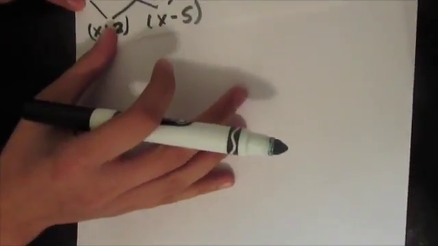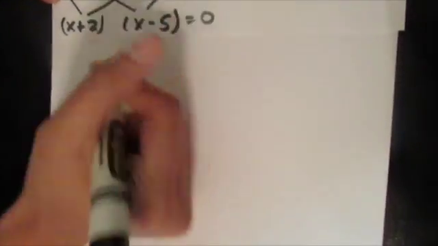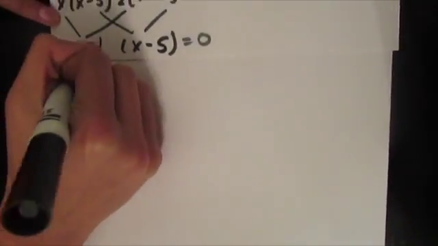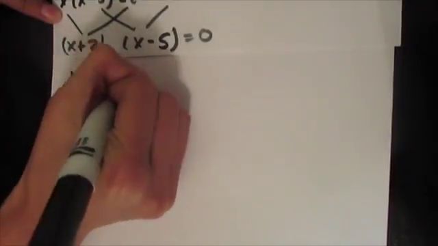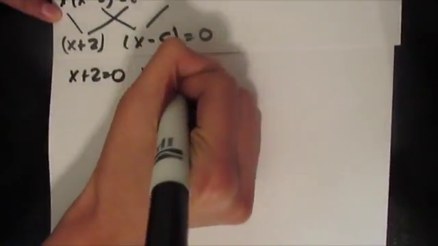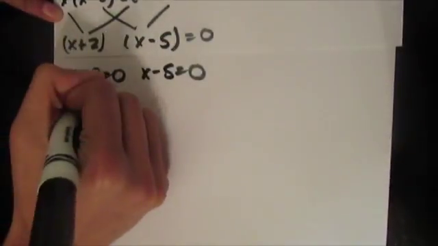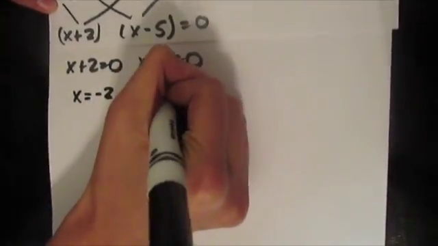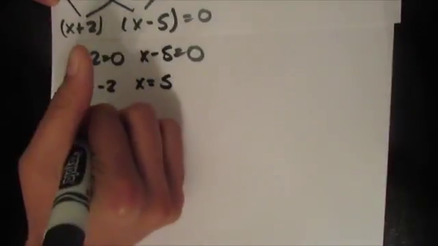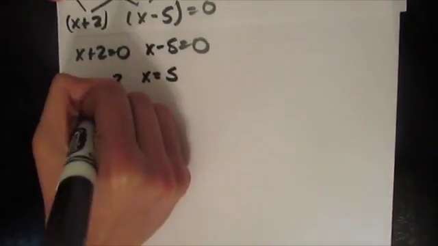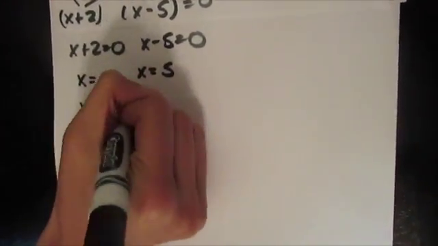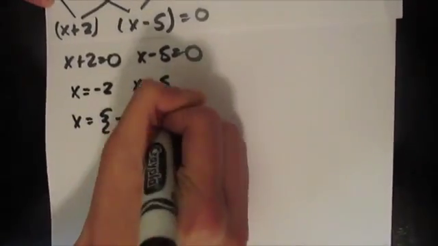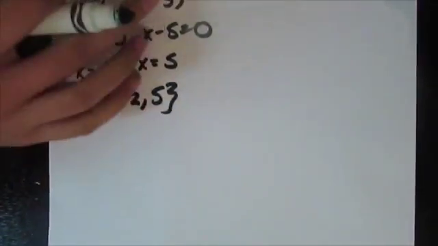So once again, we have these, and we will set them both equal to 0, and we will get our solutions, our roots. So x plus 2 is equal to 0, and x minus 5 is equal to 0. So x is equal to negative 2, and x is equal to positive 5. So our final results will be x is equal to the set of negative 2 and 5. Alright.